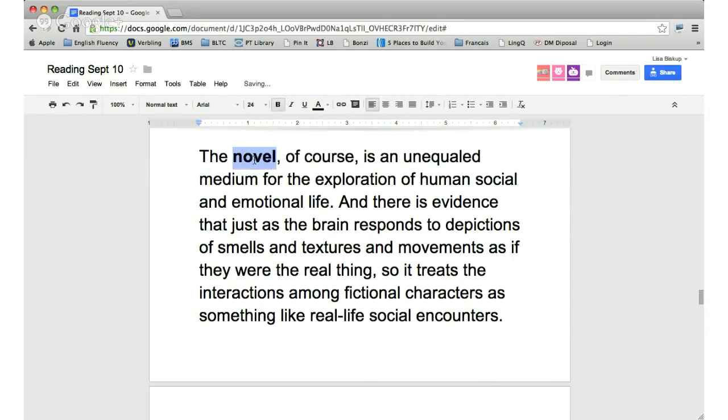So the novel. A novel is a long story. It's not a short story. Sometimes we have short stories, but the novel would be like, for example, one of the newest movies that came out in the summer, The Great Gatsby. That's a famous movie. It's based on a famous novel.